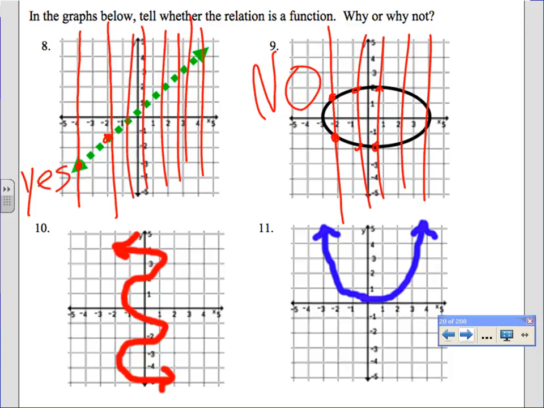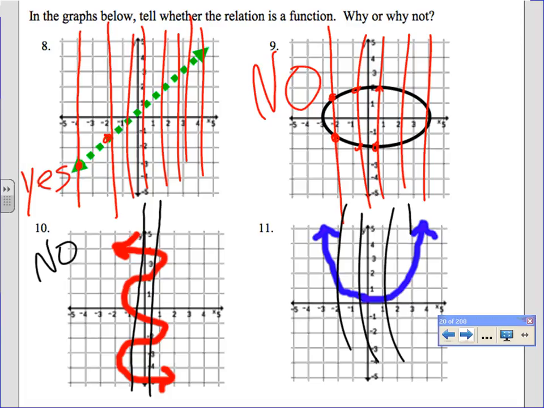Any other questions? Okay, Skylar, what about number 10? What do you think? Good, why? Good. It touches it more than once. Number 10 is definitely no. Gio, what do you think about 11? Good, why? Good, good. And ignore the arrows. I know the arrows are really thick. That's just indicating that the graph goes on forever.